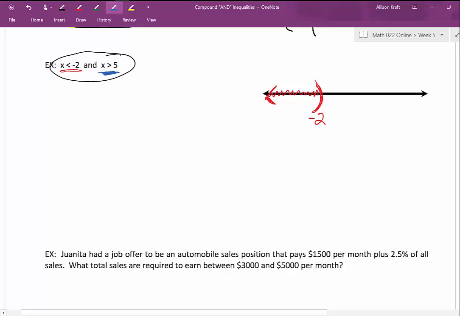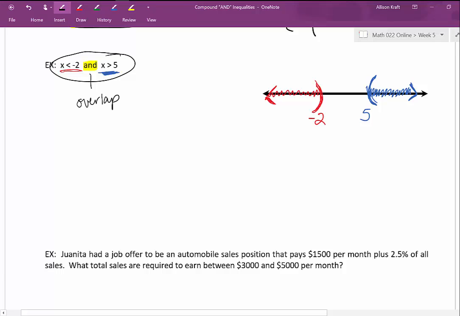Next, we'll graph x is strictly greater than 5. Find 5 on the number line. X is greater than 5, which means I'm going to shade to the right. Again, we have a strict inequality, so we use a parenthesis at 5. Since our connective word is and, that means that I'm looking for the overlap in shading.